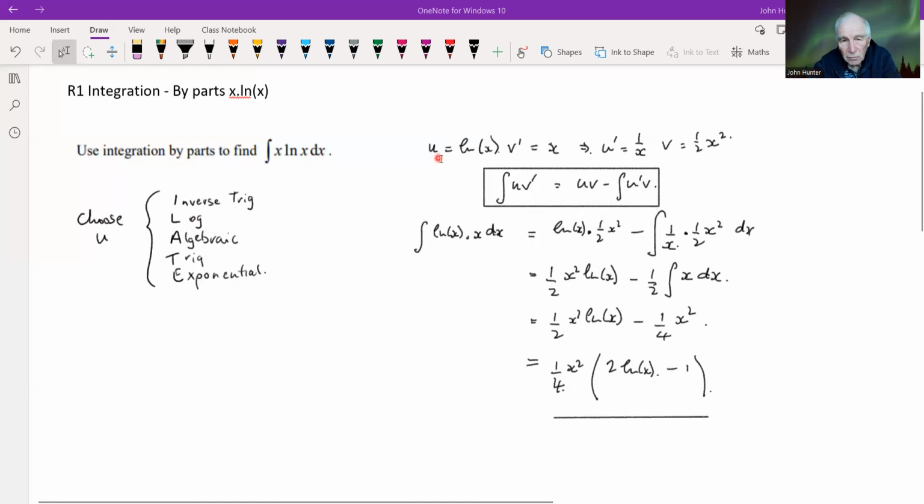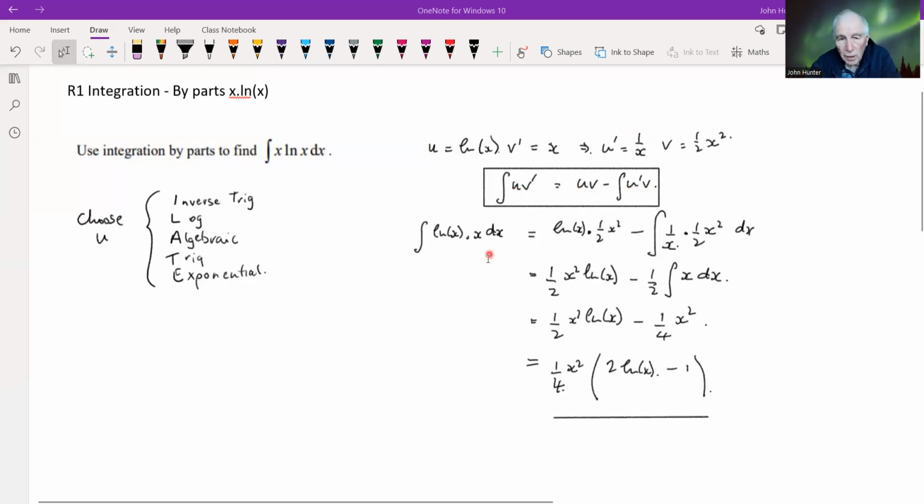So if we write that out, u equals natural log of x, and v prime, the derivative of v, is equal to x. Now that implies, if we take the derivative of u, we get 1 over x, and if we integrate v prime to get v, then that's half x squared. So now we've got the 4 components that we can plug into this equation.